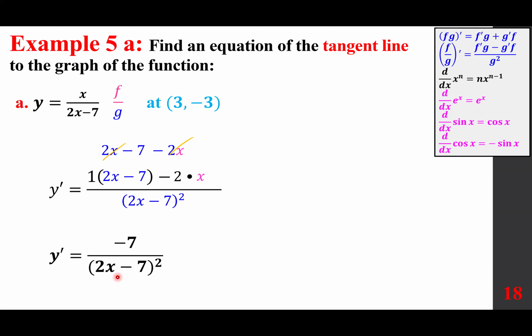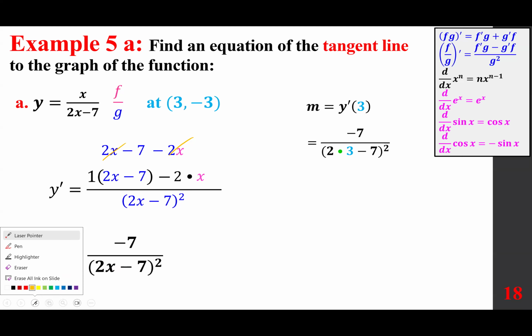What is the slope? Plug in the x coordinate. In other words, y prime evaluated at 3. So let's plug in 3 instead of x. When we do so, 2 times 3 is 6, minus 7 is negative 1. Square it, you get positive 1. Minus 7 over positive 1 is minus 7.